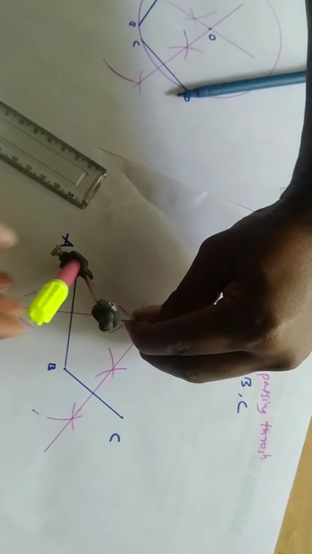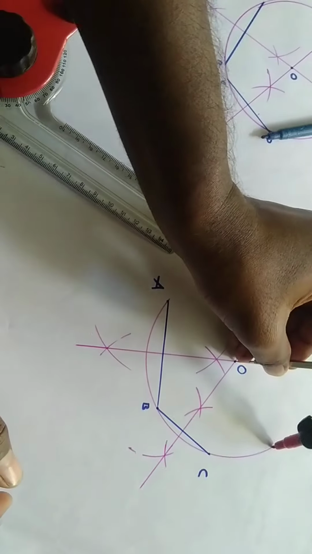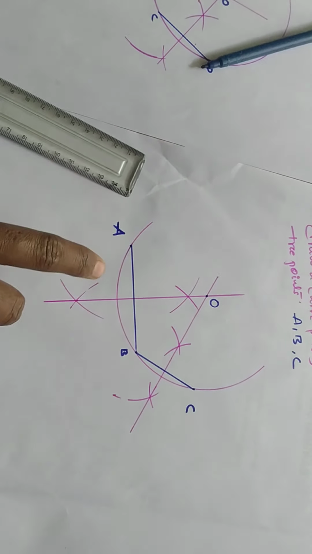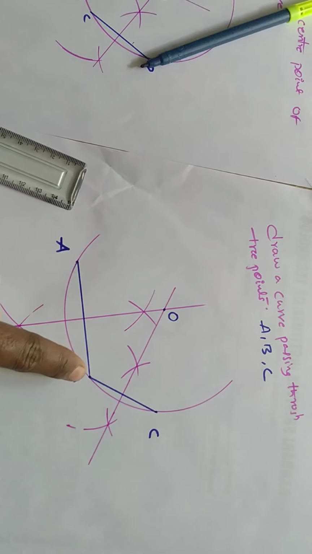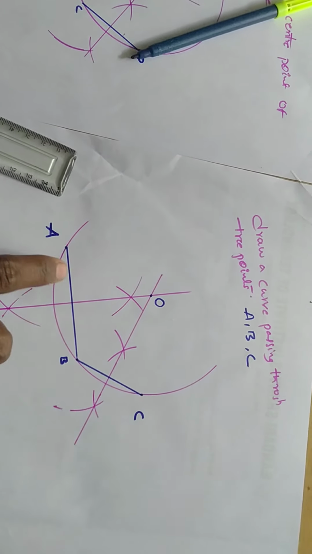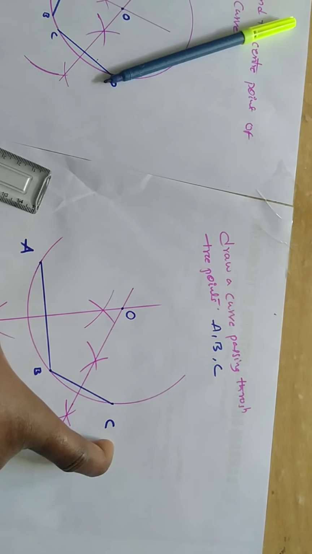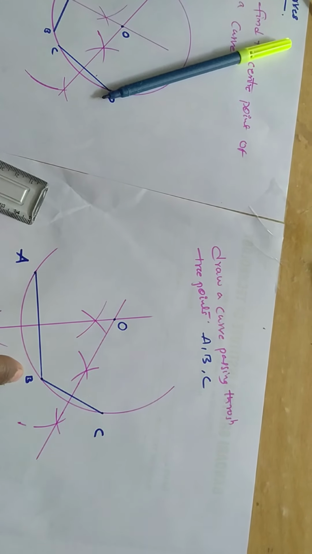with OA as the radius, draw a curve. Observe carefully: this curve passes through A, B and C. This is the process to draw a curve from 3 given irregular points.